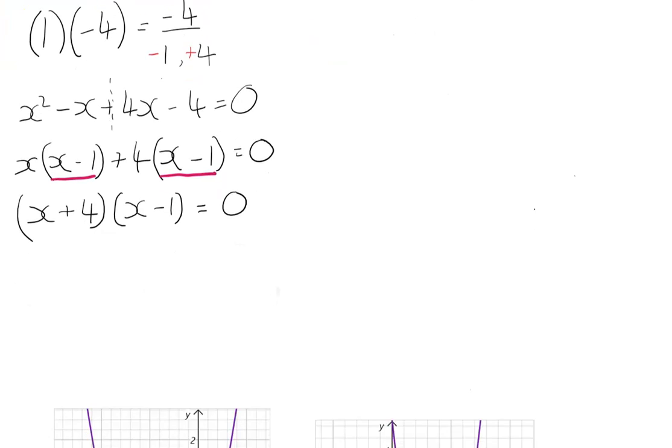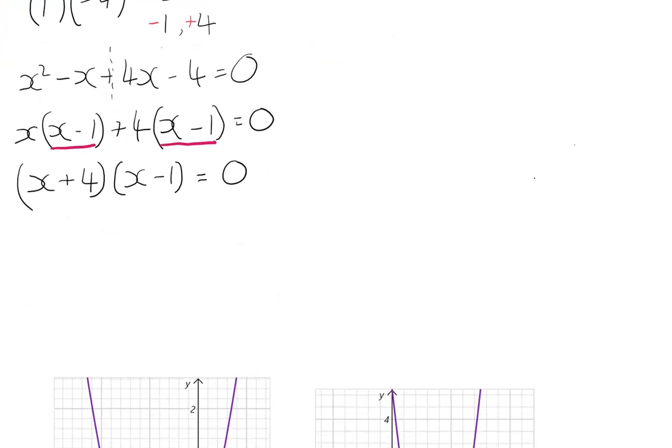Okay. How you finish off this is you put everything that's in your brackets equal to 0. So on my left bracket, I have x plus 4. You put that equal to 0. And you put everything in your right bracket, x minus 1, equal to 0.